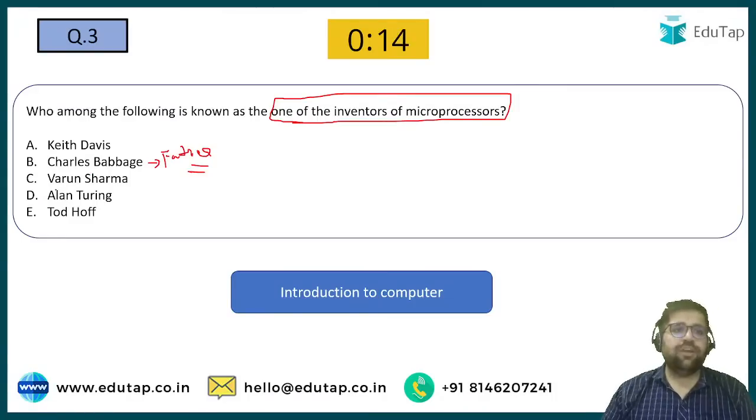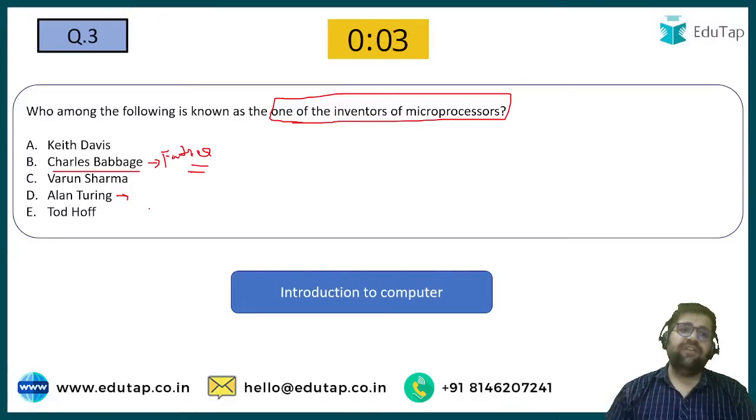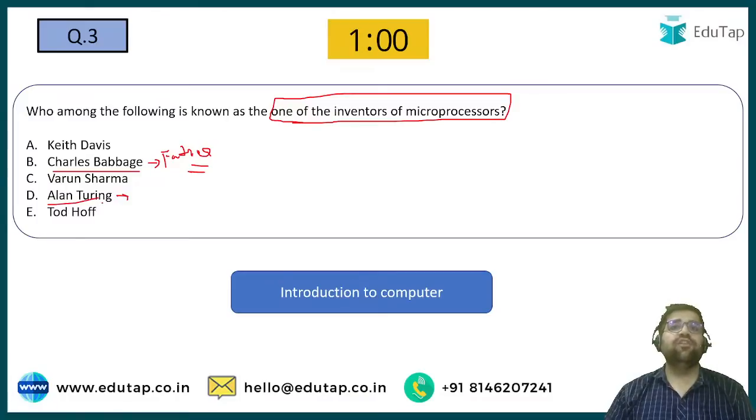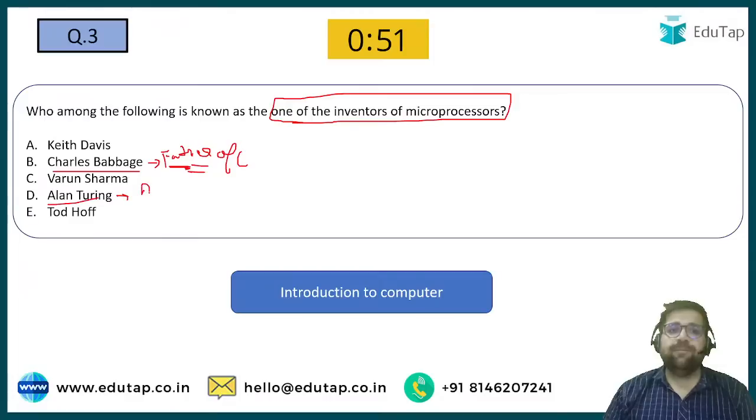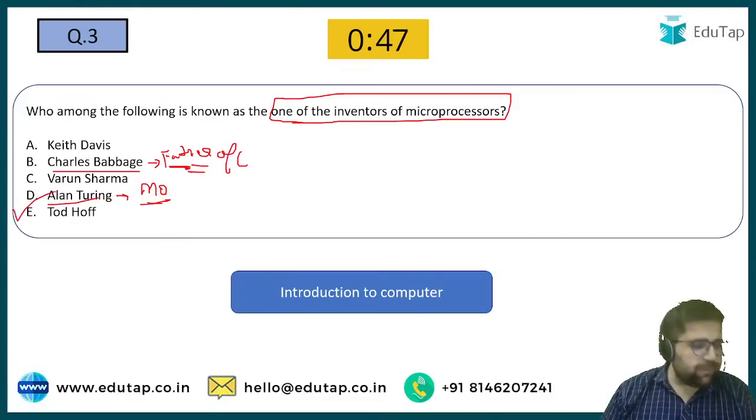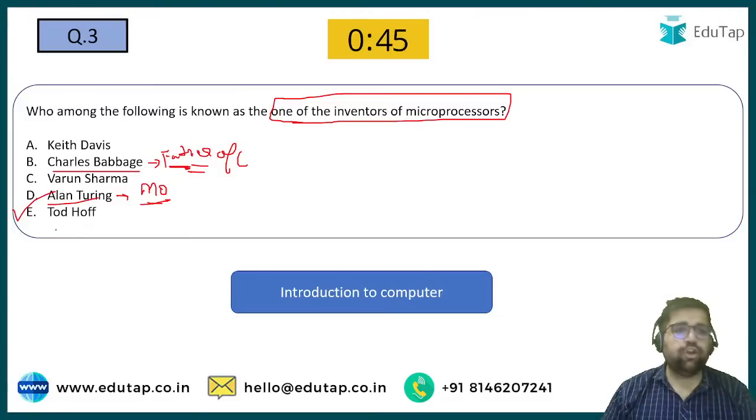Varun Sharma is just given to confuse you. Alan Turing, mind you, is the father of modern computers. So don't get confused. Charles Babbage is the father of computer, but when it comes to the modern age of computer, your answer should be Alan Turing. Here we are just saying father of computer, but here I am saying modern computer. The right answer of this particular question will be option E, that is Ted Hoff.